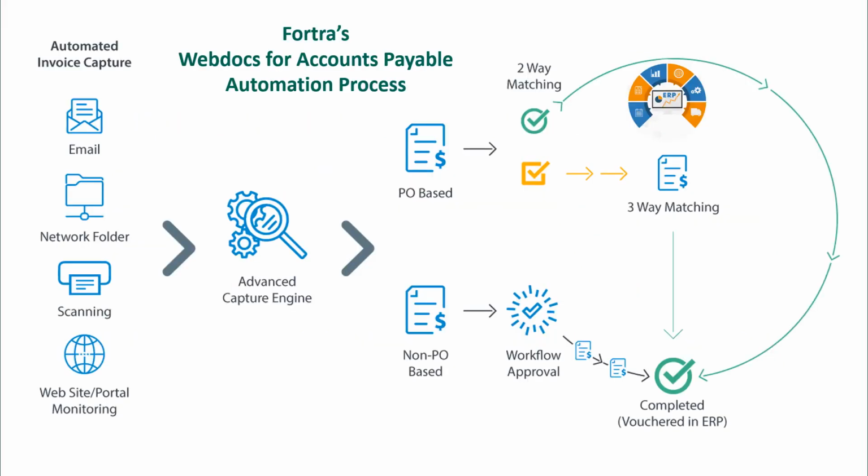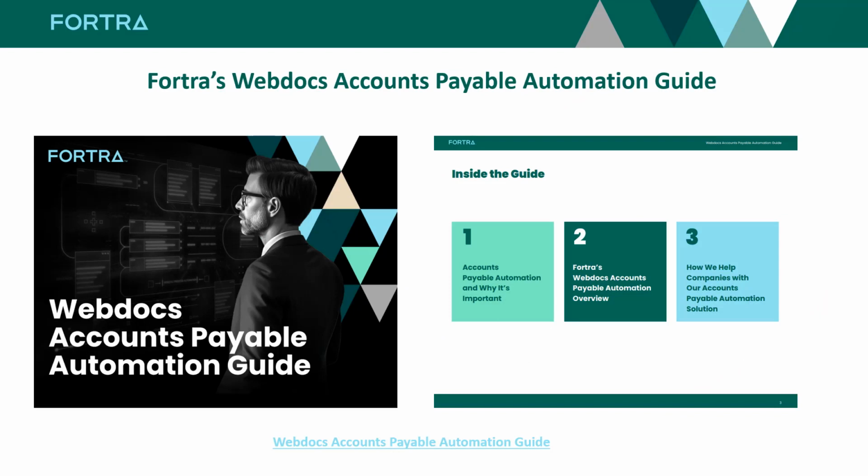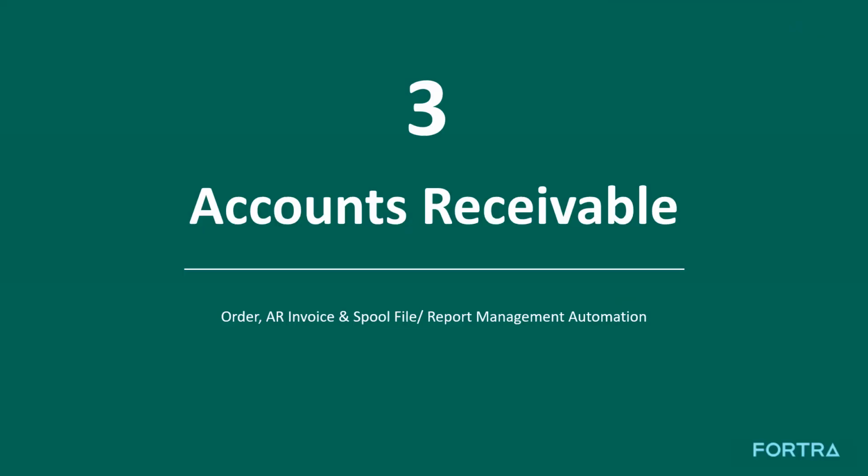And again, we can cover this in more detail if you want, in an accounts payable demonstration at some point. But here's a high level look at the Fortra WebDocs accounts payable, the Fortra version of accounts payable automation. We also have a guide out there for accounts payable automation, a very helpful guide. I think it's about 46 pages if I'm not mistaken, and it has 3 different sections in it, which is helpful because everybody's at different levels in their automation journeys and document management uses.